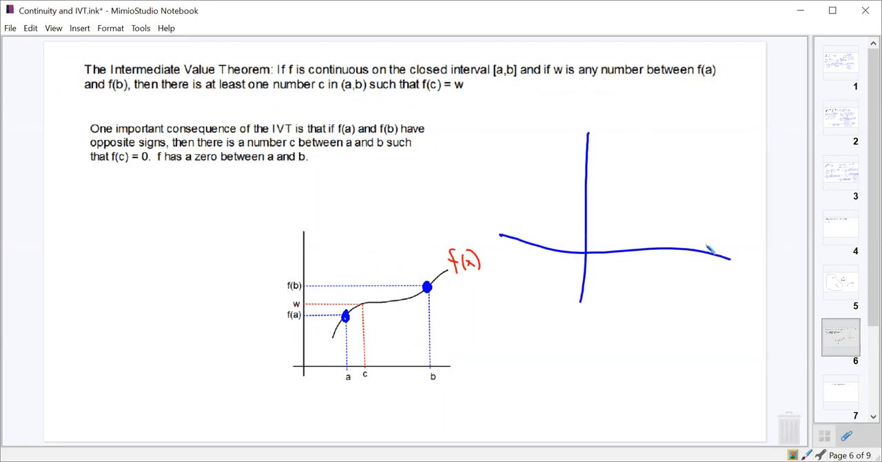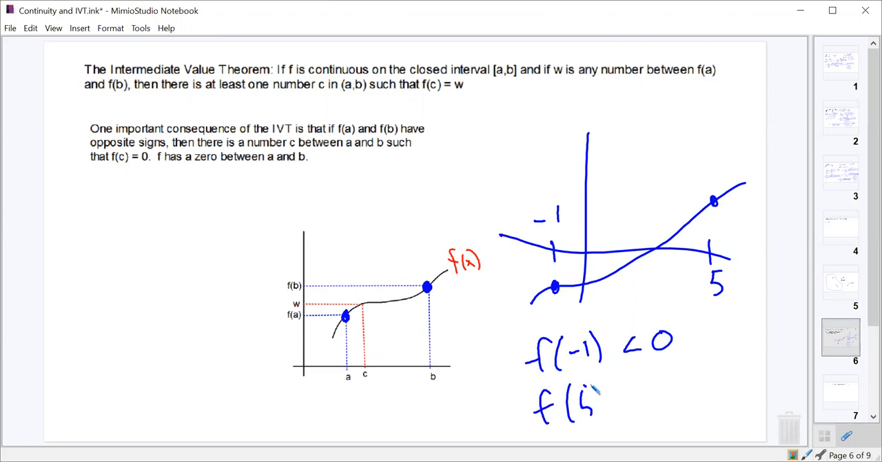So the most recognizable consequence of this that we use is if I have some function like this, where let's say I go from x equals -1 to x equals 5, and f of -1 is negative and f of 5 is positive. That tells me that somewhere between -1 and 5, as long as this function is continuous, I must cross through the x-axis. There must be a root there somewhere. Okay? So we'll often use it to find roots or zeros of a function. But that's not the only thing we'll use it for.